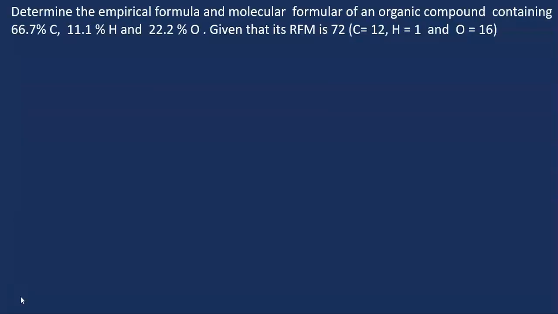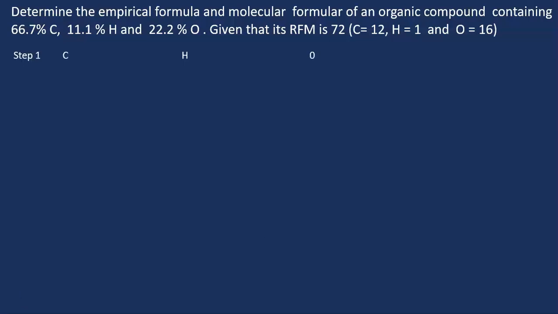Here is an example of how to determine the empirical formula and molecular formula of a compound from percentages. Determine the empirical formula and molecular formula of an organic compound containing 66.7% carbon, 11.1% hydrogen, and 22.2% oxygen. The compound has a relative formula mass of 72. First, determine the empirical formula following these basic steps.